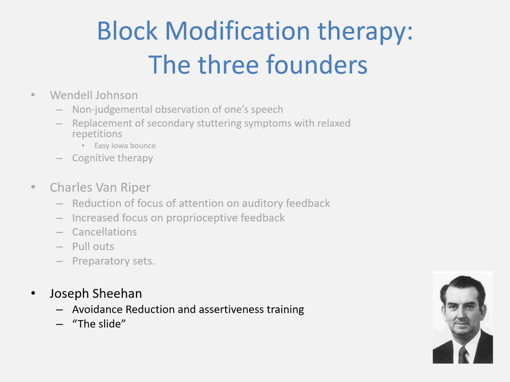Whereas Johnson taught clients to incorporate relaxed syllable and word repetitions, the easy Iowa bounce, into their speech, Sheehan taught stammerers to incorporate relaxed prolongations into their speech, a technique that he called the slide. And he suggested that stammerers should use sliding as a form of voluntary stammering, even in situations where they felt confident that they could speak without stammering. He reasoned that by sliding on purpose, stammerers could transform what had previously constituted avoidance behaviours into approach behaviours, thus reducing or even eliminating the approach avoidance conflict and a tendency to stammer.